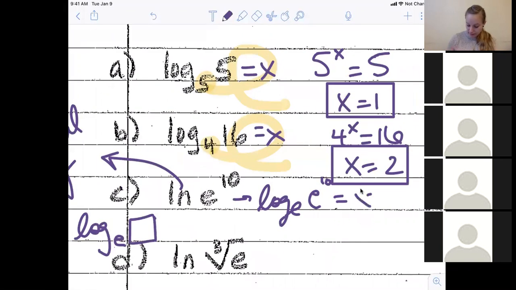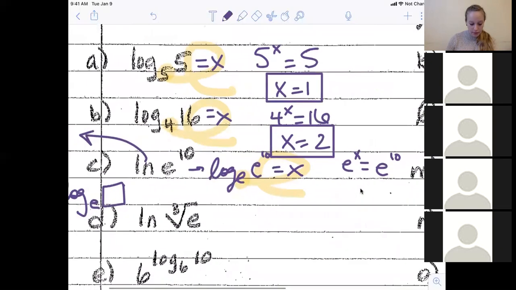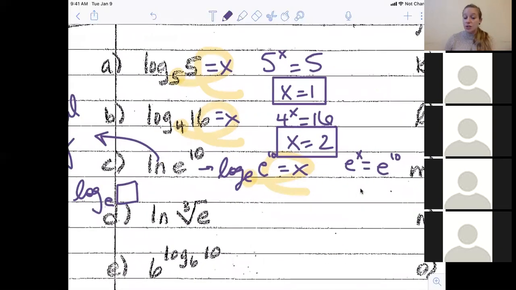Okay, set that equal to x like I've done all the other ones. And then let's log roll. I'm gonna do e to the x equals e to the 10th. When I get this, this is actually super easy for me to solve because their bases are the same. It's e to something equals e to something else. That means that their exponents have to be equal to each other. X has to be raised to the 10th power.